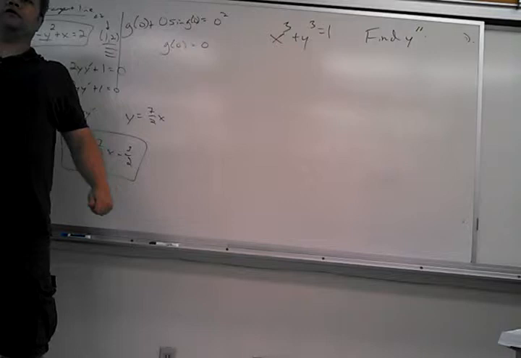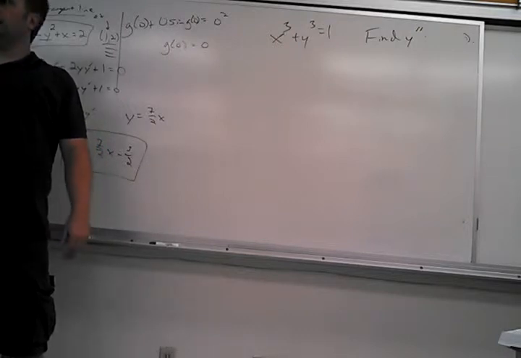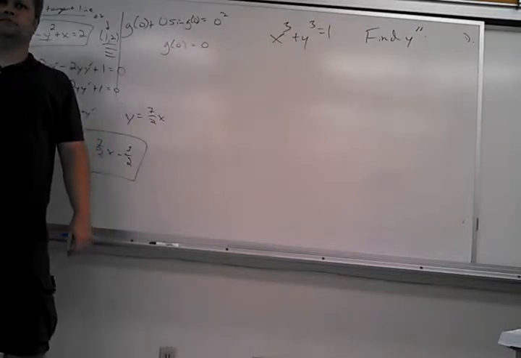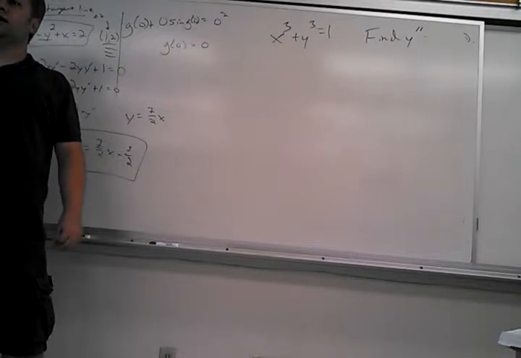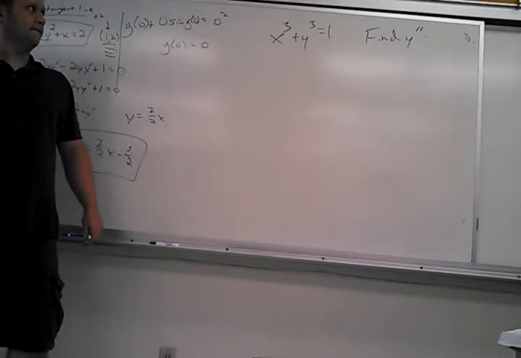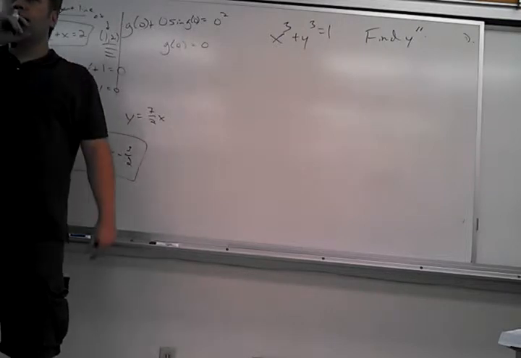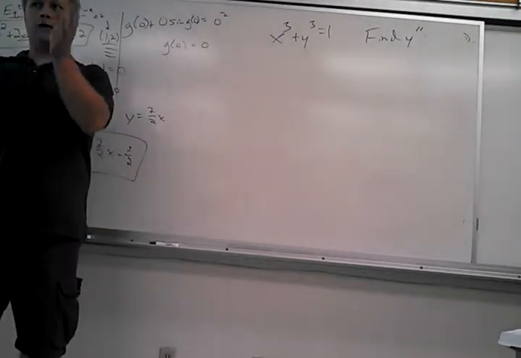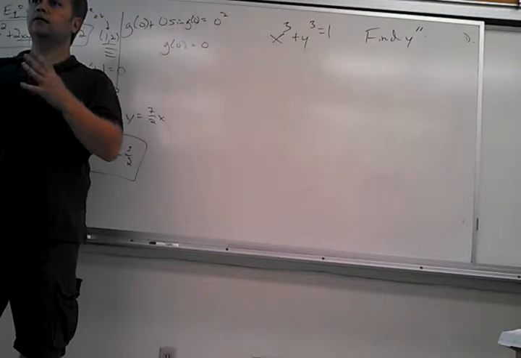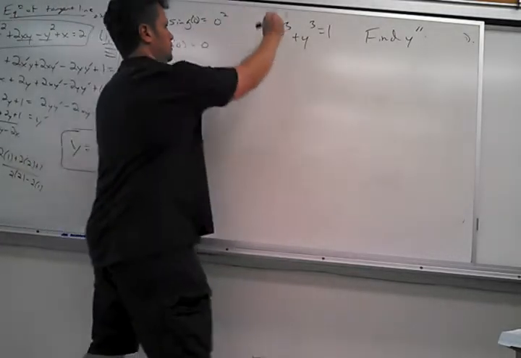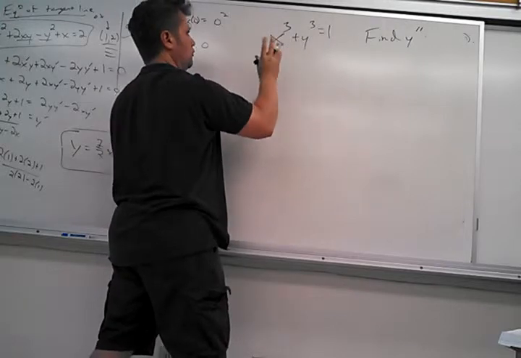So now I want to find y double prime. I like that reaction. So I can find y prime, and once I find y prime, I just do the whole thing again. Right? Except now, let's see what happens. So what's the first step here to get y prime?